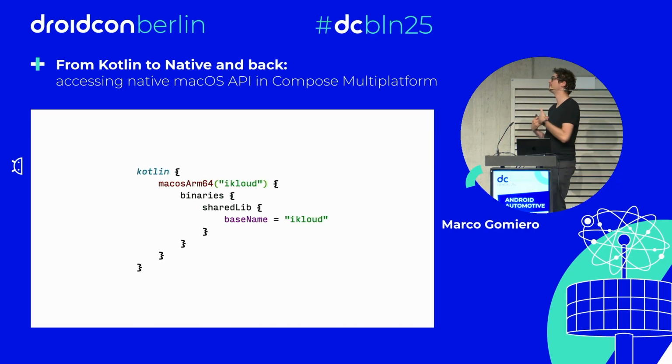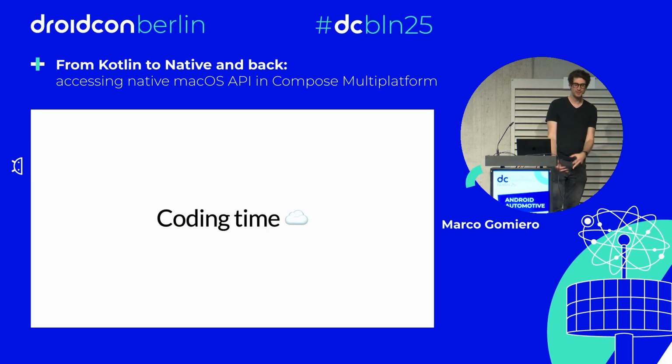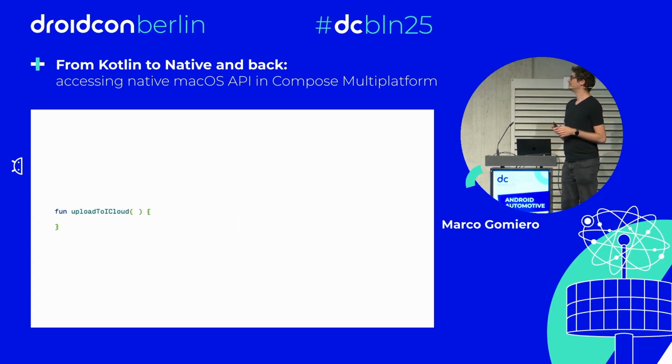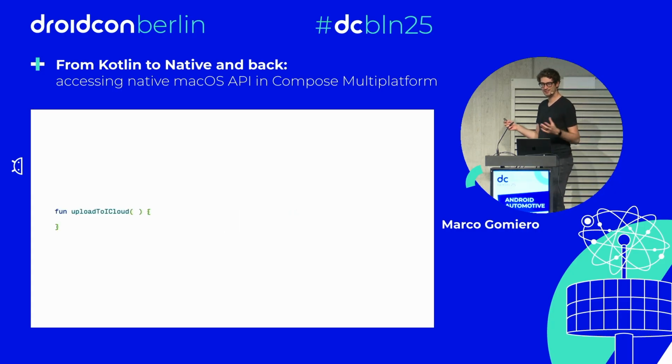So in this case, we have to tell it, OK, give me a shared library with the name iCloud. And that's it. We are done with the setup, and we can finally start writing some code that has something, and it's not just infrastructure code. OK, so let's keep it simple and pick a simple example. Let's assume that we want to upload something to iCloud in this case.